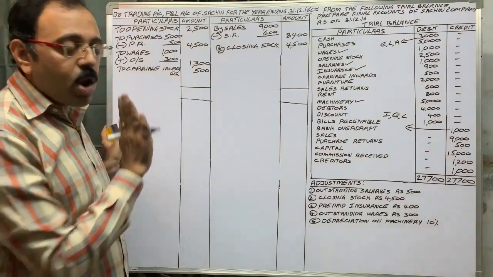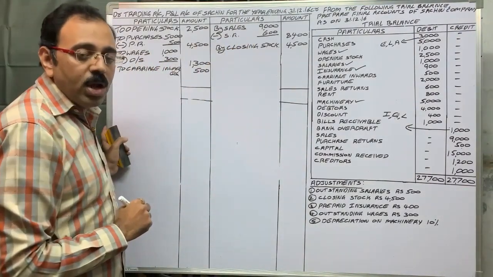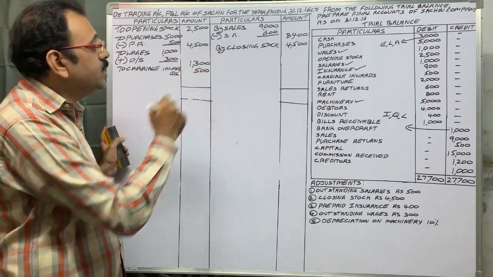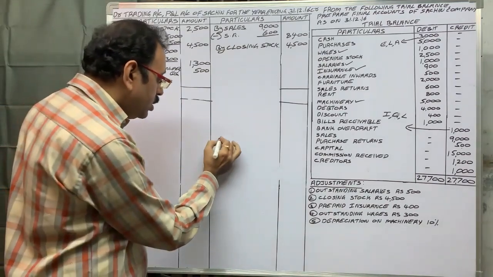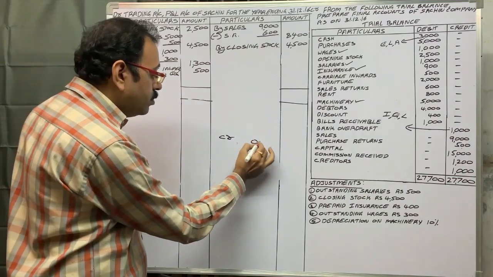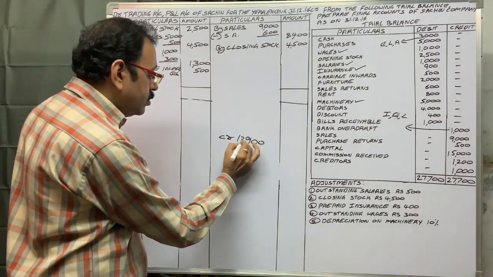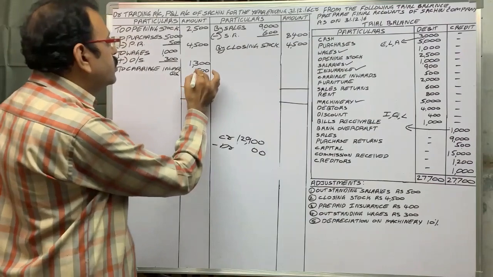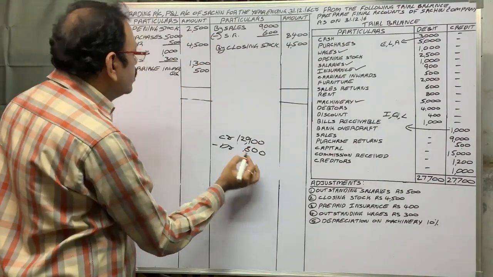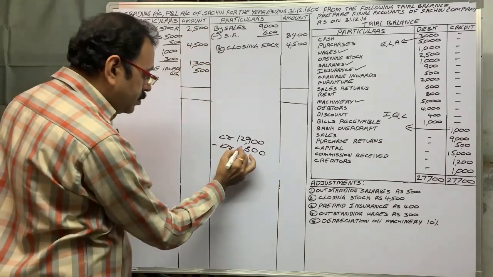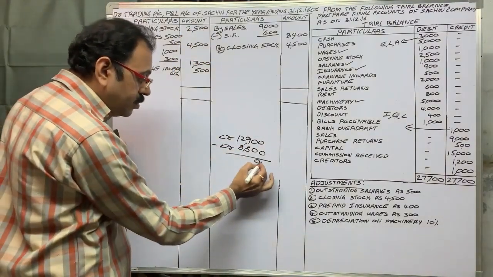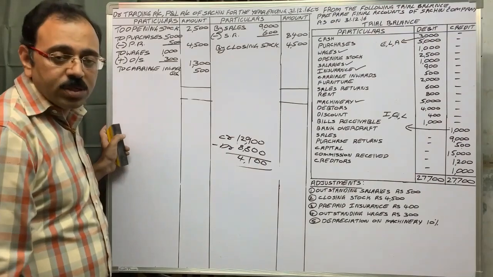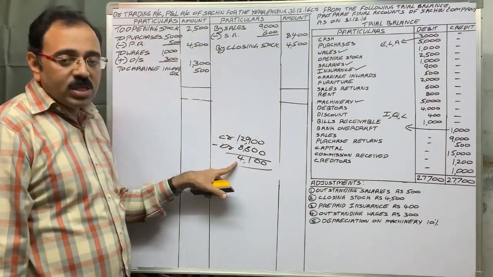Then we have taken all direct expenses and direct incomes. Now what we should do is observe which side total is more. So credit side total is more. In rough notes, calculate the credit total minus debit total. Okay, then find out the difference. 4,100 rupees.